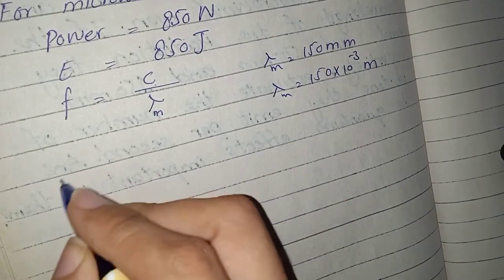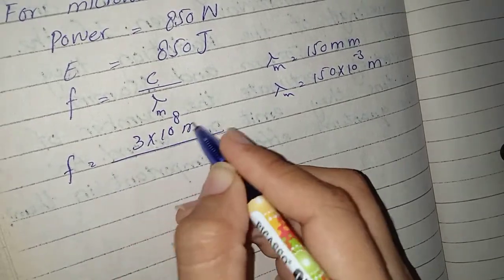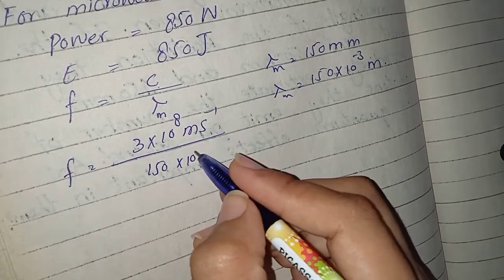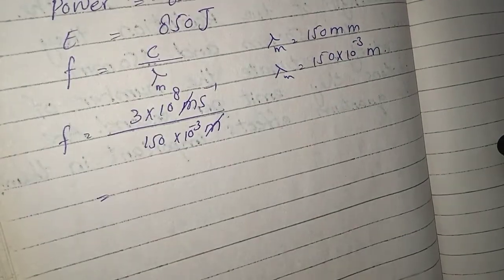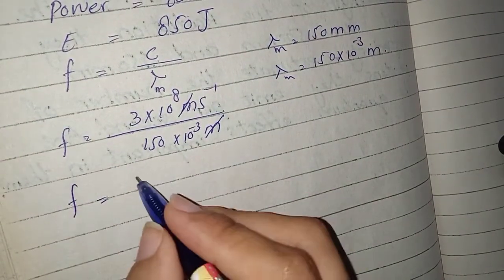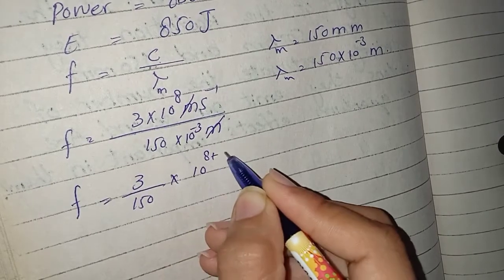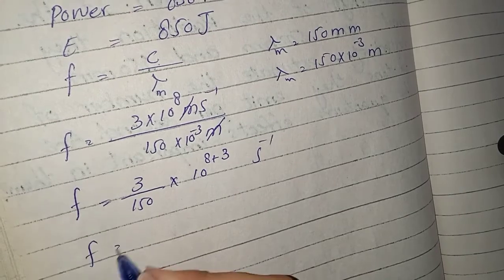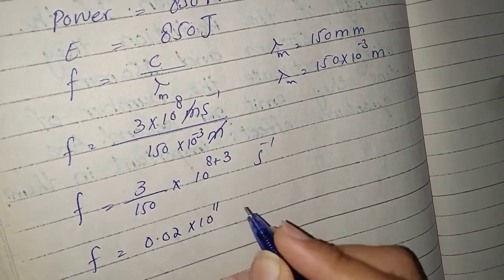After putting these values in this formula, C is equal to 3 into 10 raised to power 8 meter per second. Lambda is equal to 150 into 10 raised to power minus 3 meter. Meter will be cancelled with meter, and the per second is the unit of frequency. 3 divided by 150 multiplied by 10 raised to power 8 plus 3 per second. After solving this, I get the value of frequency 0.02 into 10 raised to power 11 per second.